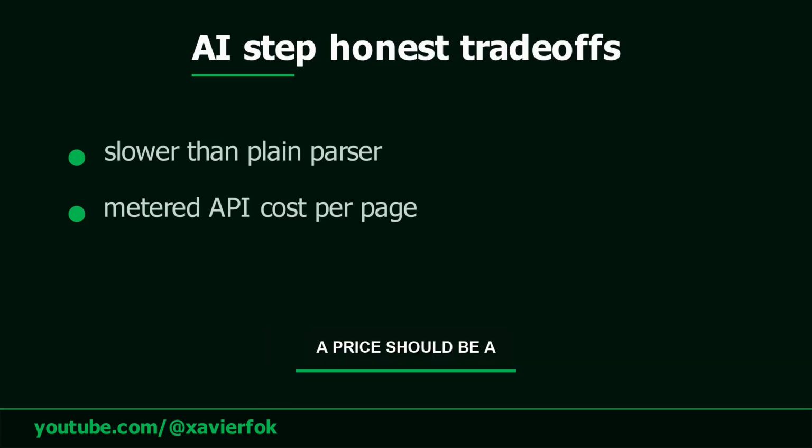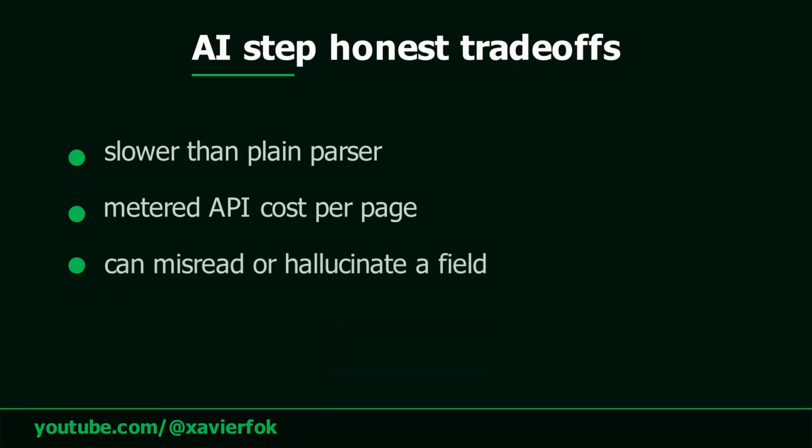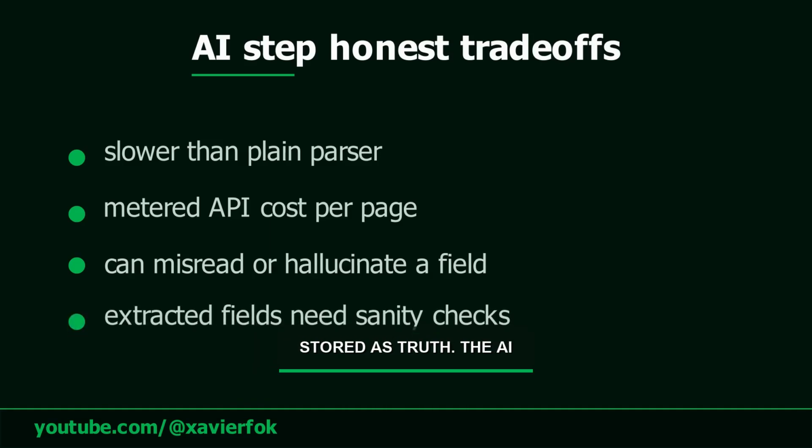A price should be a number in a sensible range. A date should parse as a real date. If the model returns something that fails those checks, the item gets flagged for me to look at rather than stored as truth. The AI does the hard reading. The boring validation code keeps it honest.